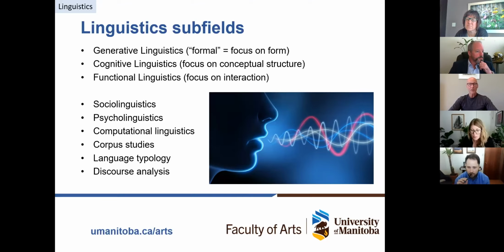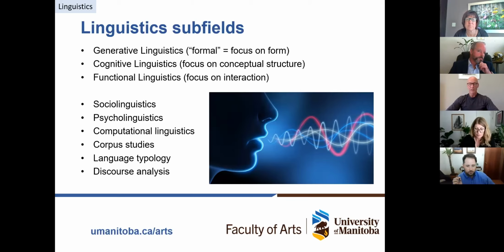The third one is functional linguistics, which is a focus on interaction. And these linguists who work in a functional approach consider that interaction is the main way that structure in language evolves. It evolves because we use it interactively. So those are 3 general theoretical areas, but then we have lots of subfields as well.